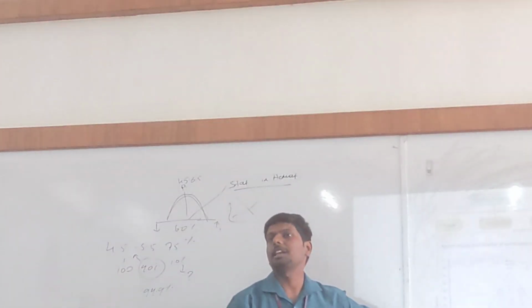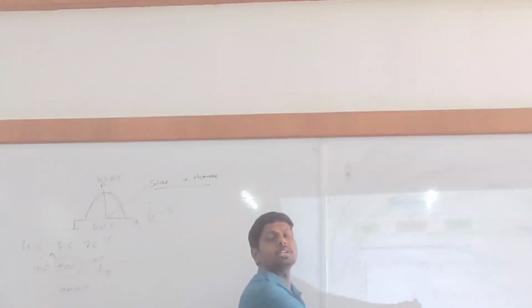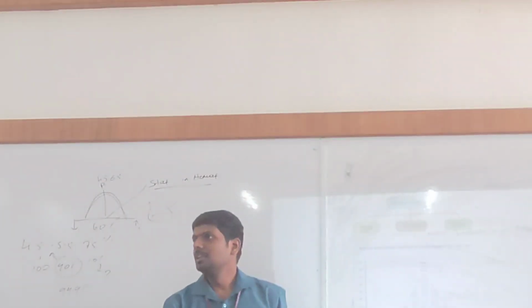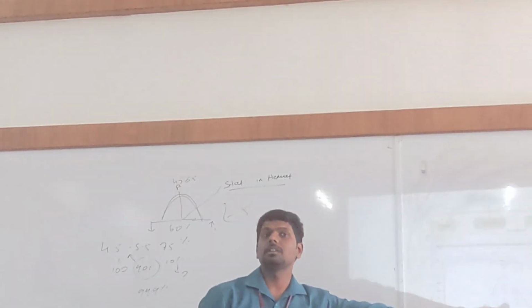Ideally, this is called central tendency. Central tendency is the expected value, and deviation from the expected value is called skewness actually.